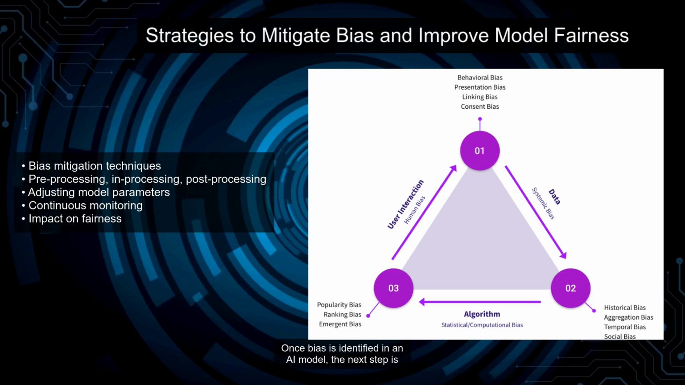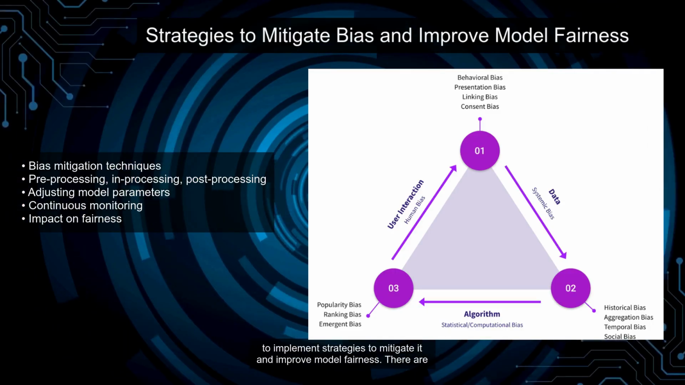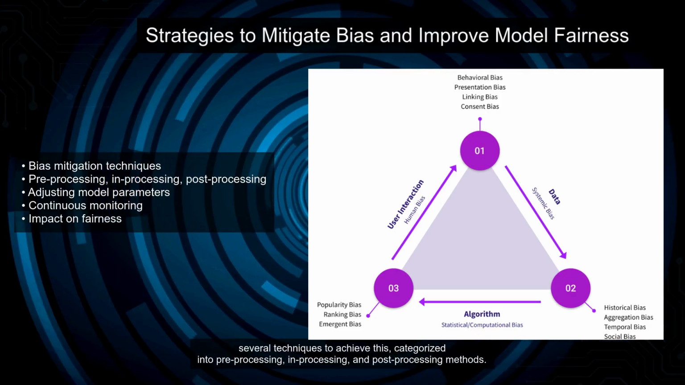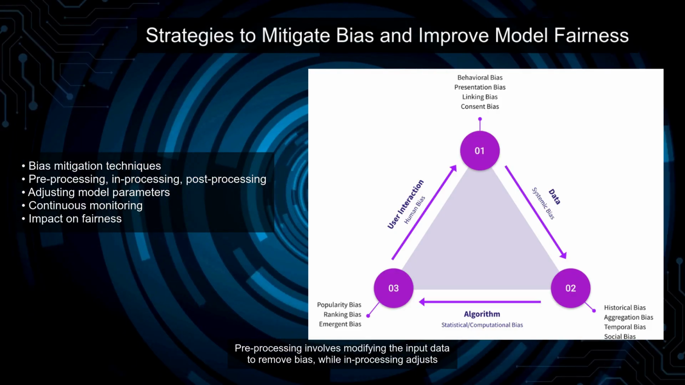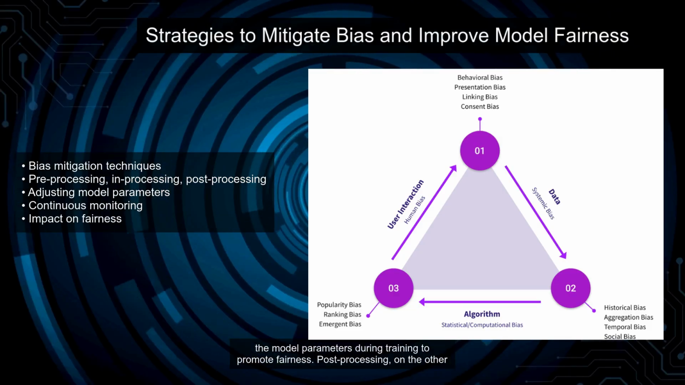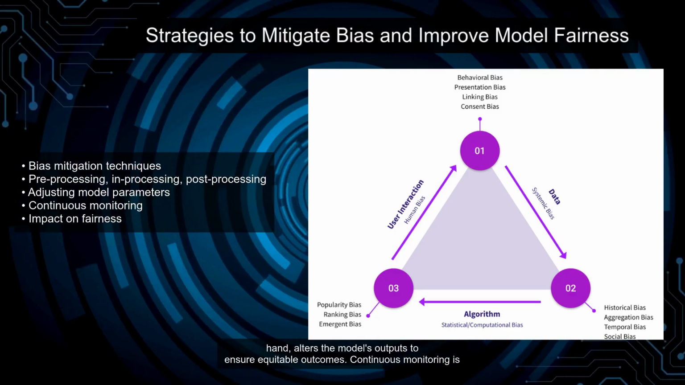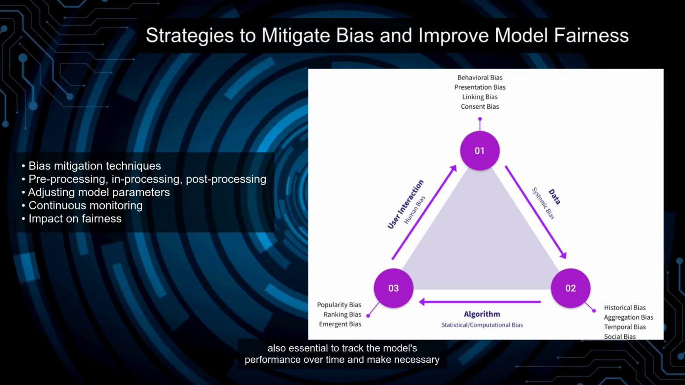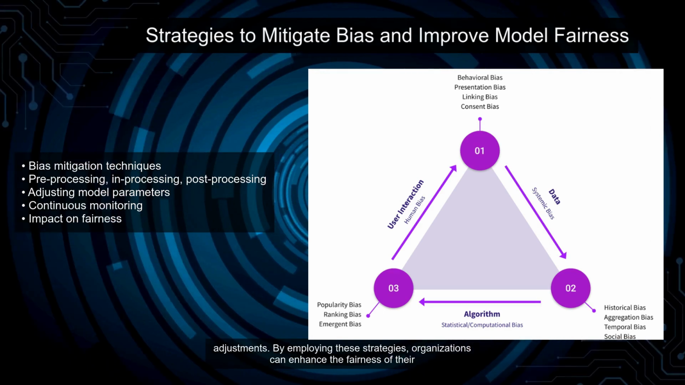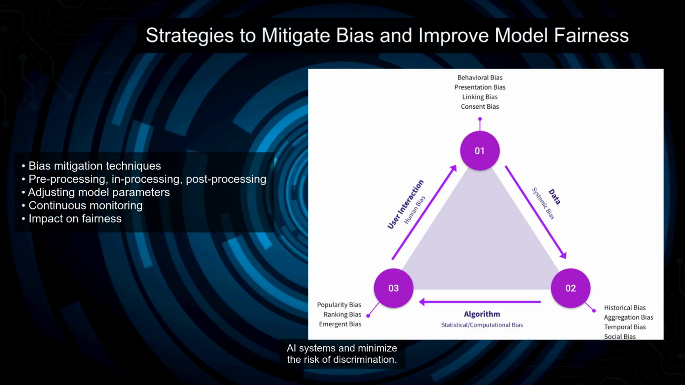organizational practices. Once bias is identified in an AI model, the next step is to implement strategies to mitigate it and improve model fairness. There are several techniques to achieve this, categorized into pre-processing, in-processing, and post-processing methods. Pre-processing involves modifying the input data to remove bias, while in-processing adjusts the model parameters during training to promote fairness. Post-processing, on the other hand, alters the model's outputs to ensure equitable outcomes. Continuous monitoring is also essential to track the model's performance over time and make necessary adjustments. By employing these strategies, organizations can enhance the fairness of their AI systems and minimize the risk of discrimination.